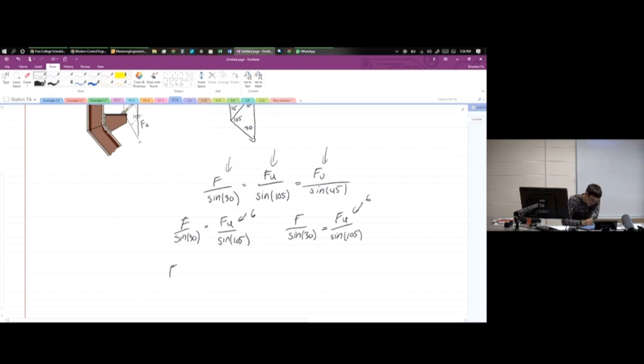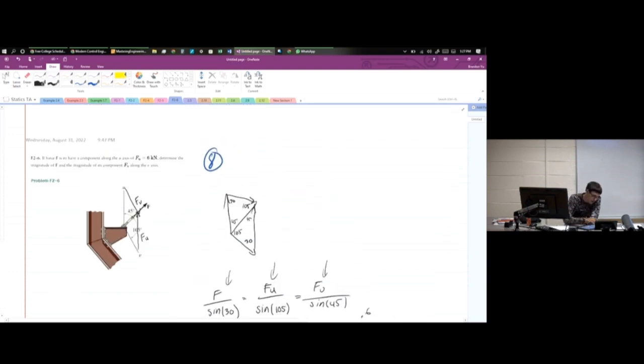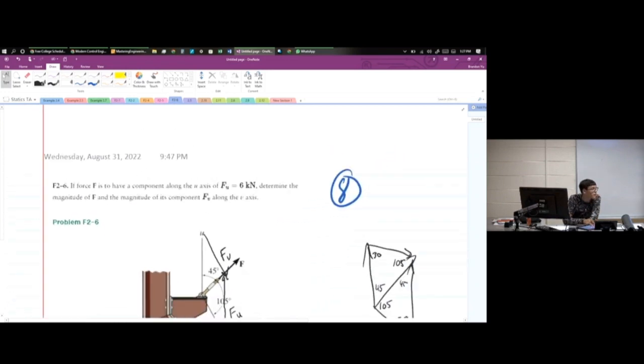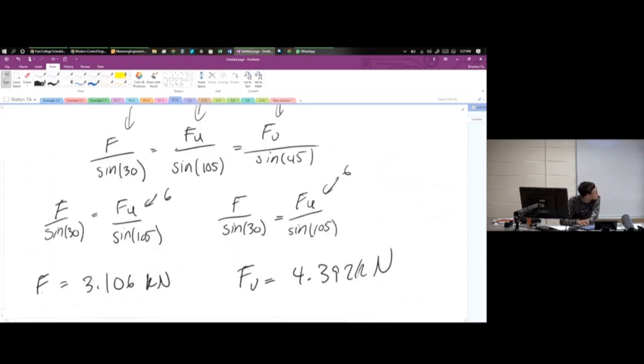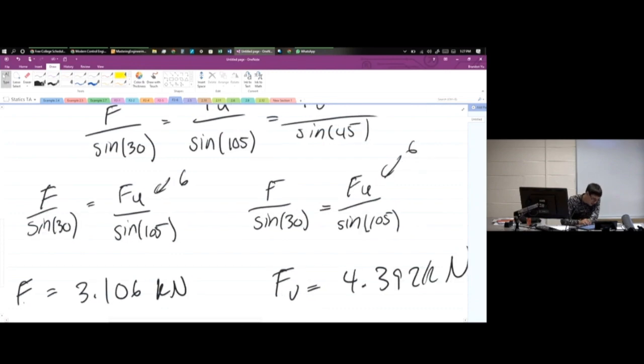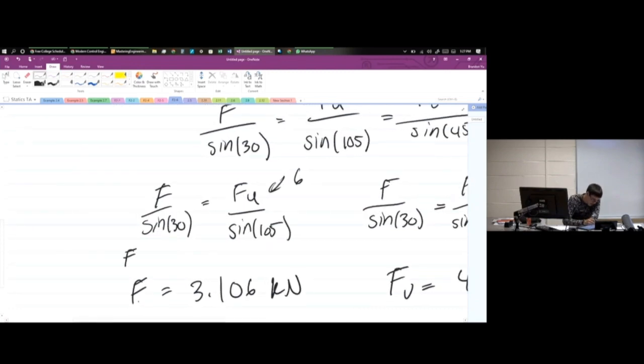So if you solve it, you get F equals 3.106 kilonewtons, and FV equals 4.392 kilonewtons. You get that by plugging in 6, since it tells you up here that FU equals 6. So we plug that in here, and then we have 6 divided by sine 105. So we have F equals sine 30 times 6 over sine 105.